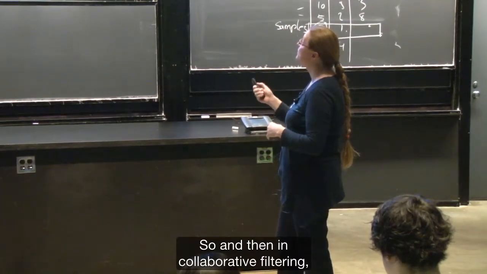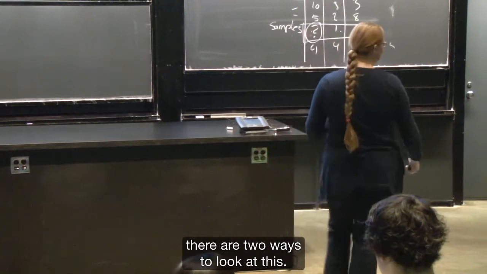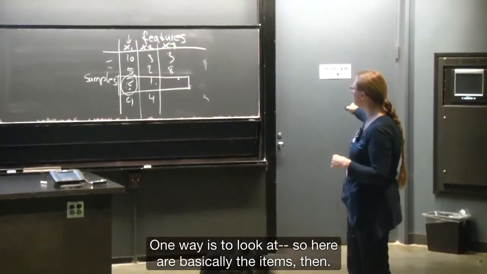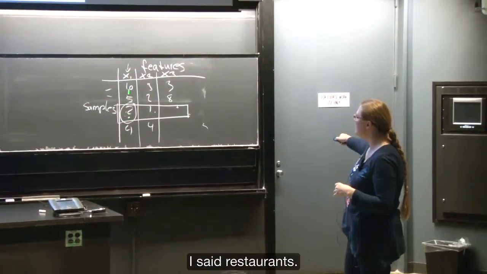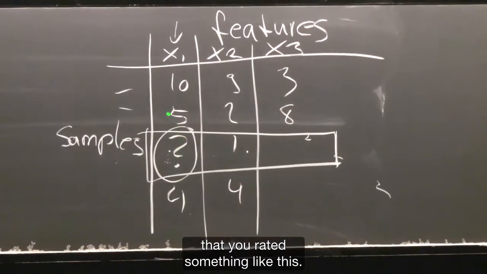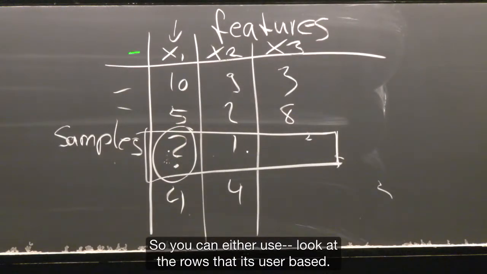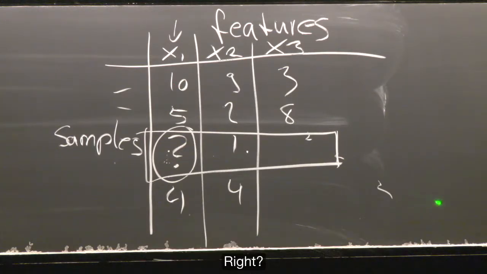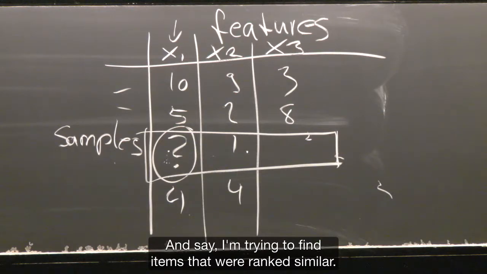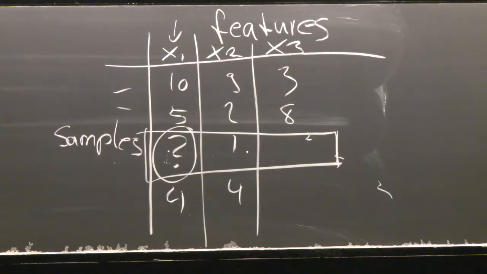So, and then in collaborative filtering, there are two ways to look at this. One way is to look at, so here are basically the items then, right? I said restaurants. These can also be different books, movies that you rated, something like this. So you can either look at the rows, that is user-based, right? I'm looking for friends. I'm looking for people who are similar to me. You can also look at the columns instead and say, I'm trying to find items that were ranked similar.